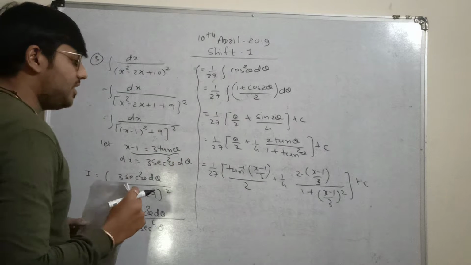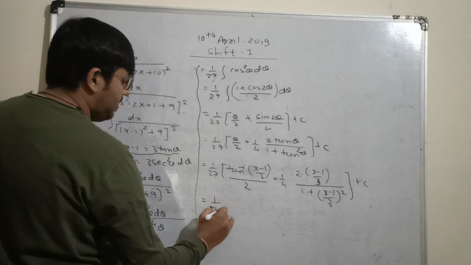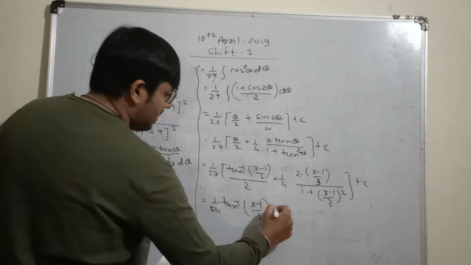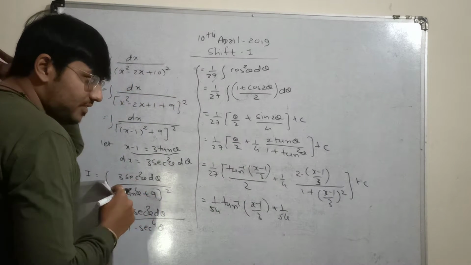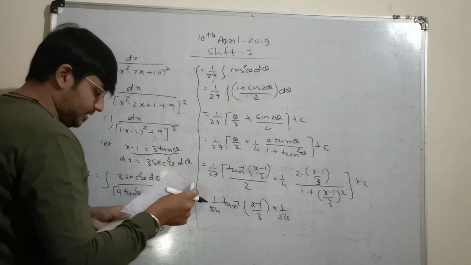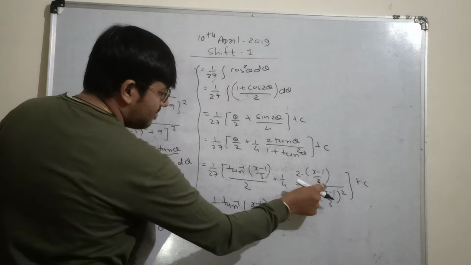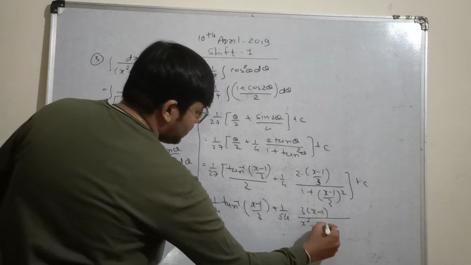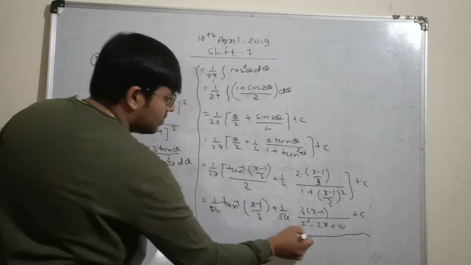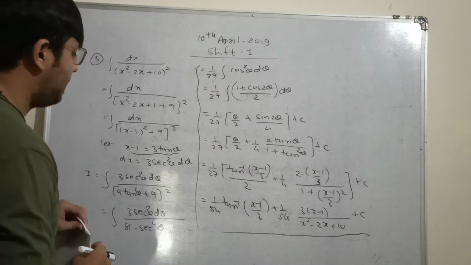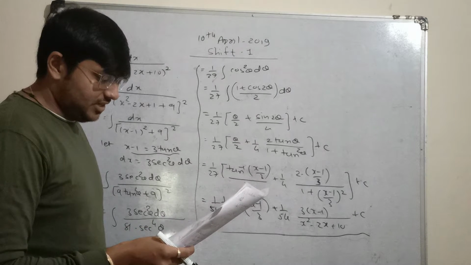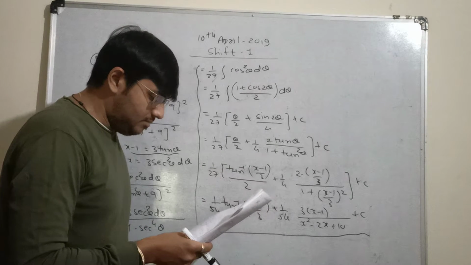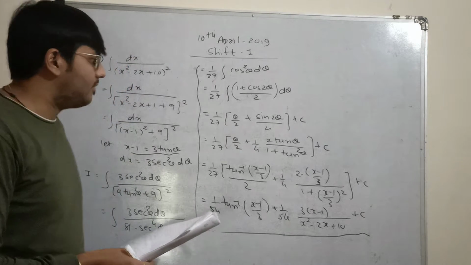So if we give a simple simplification toward that, it's 1 by 54 tan inverse x minus 1 by 3, 4 by 2, that is 2, so 1 by 54. If I give the simplification over that, I'll get 9 by 3, that is 3, so it's 3x minus 1 upon x square minus 2x plus 10 plus c. So this will be the final answer of this integration, which is 1 by 4 tan inverse x minus 1 by 54 tan inverse x minus 1 by 3 plus 3x minus 1 by x square minus 2x plus 10 plus c, right?